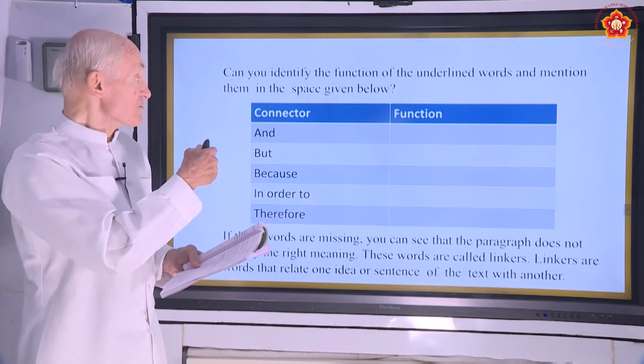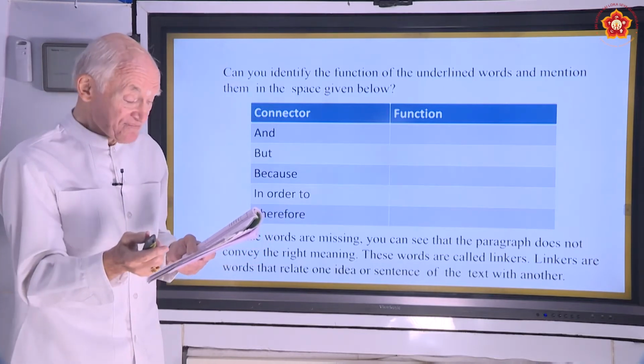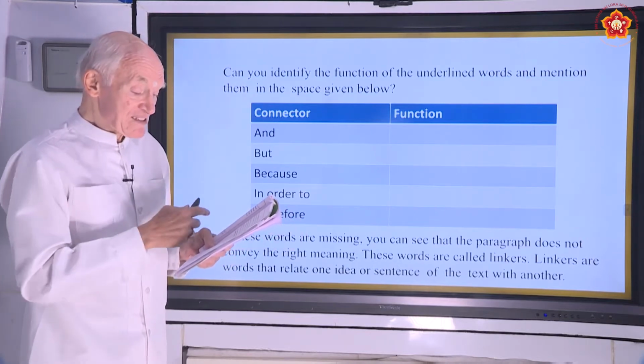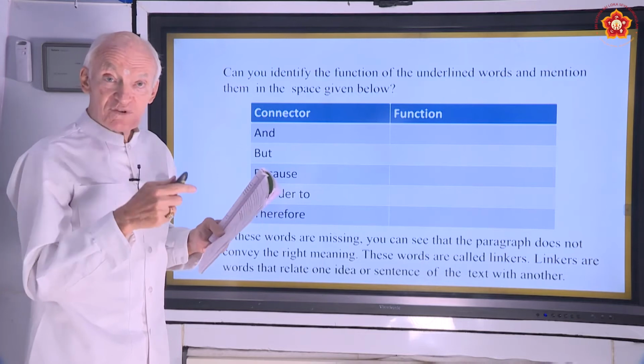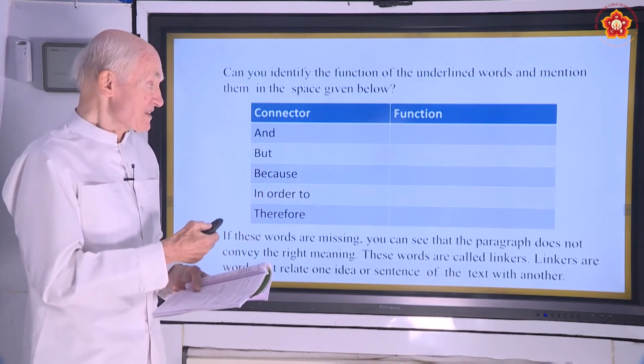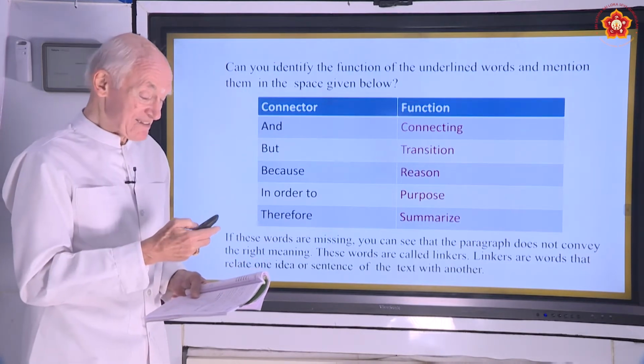So all of these underlined words are listed here, called connectors, another word for linkers. And the first connector is "and." So the function of using "and" between two sentences is to connect them. So let's see if we're right. And the function is connecting.